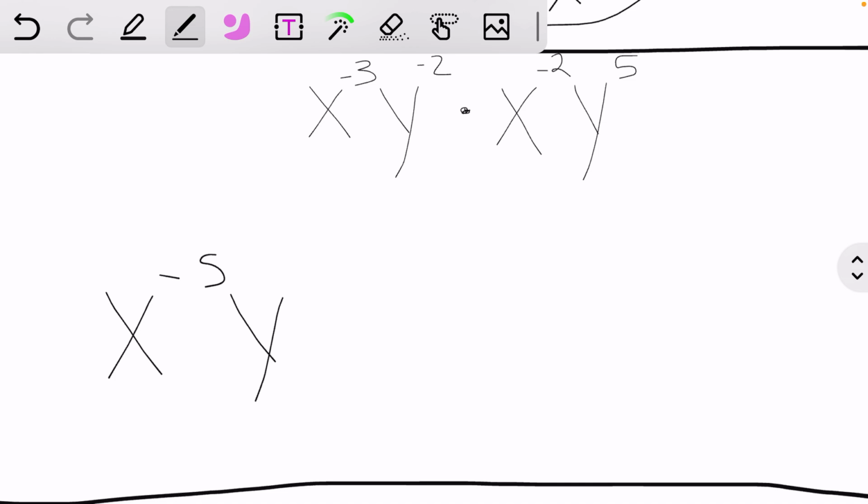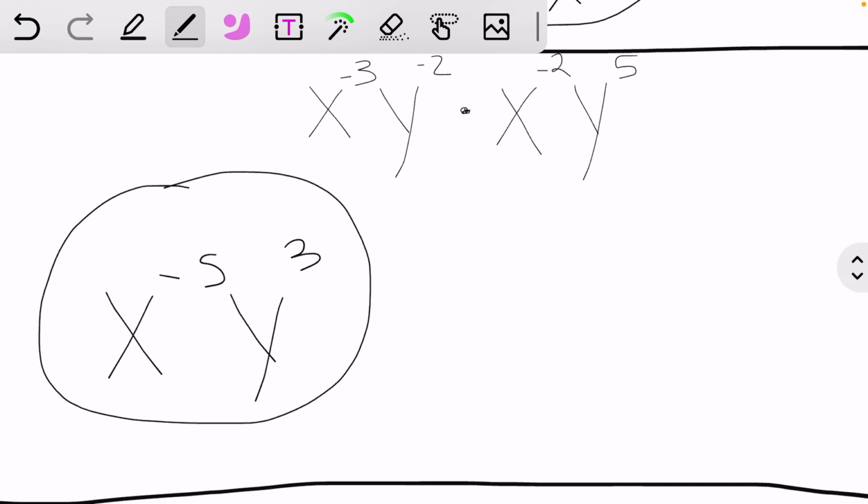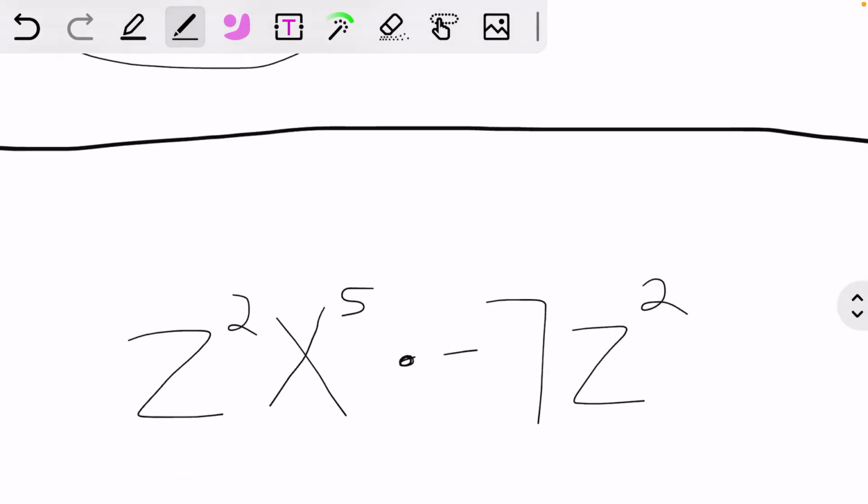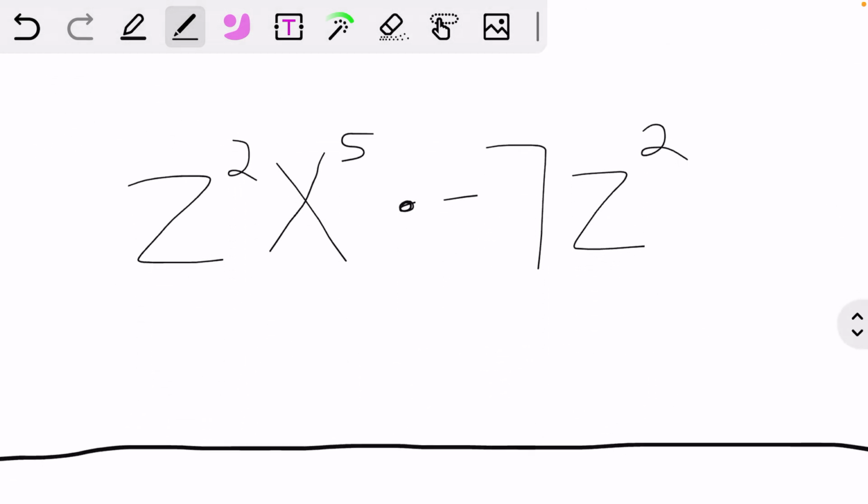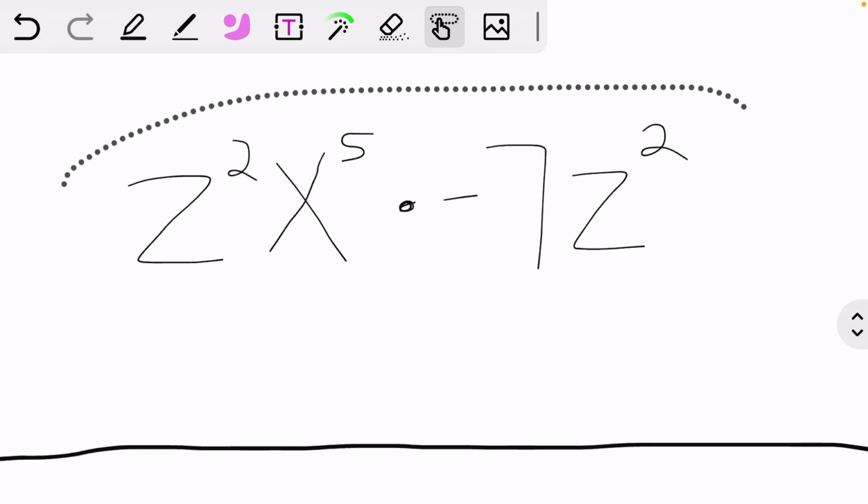And so we're gonna keep the y variable right there, and we combine the two degrees associated with that y variable. So we got y to the negative second, -2 plus 5, and that's gonna give us a +3. And so this right here is gonna be our answer: x to the negative fifth times y to the third. I'm gonna shrink this one too.